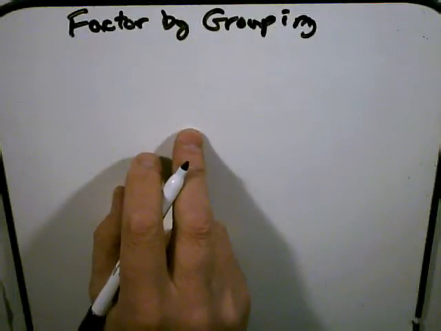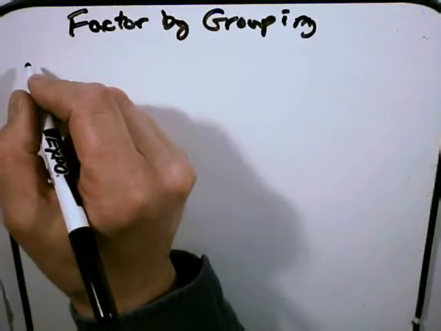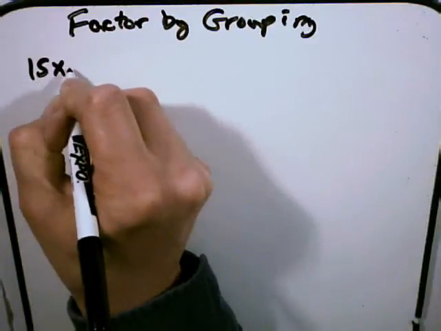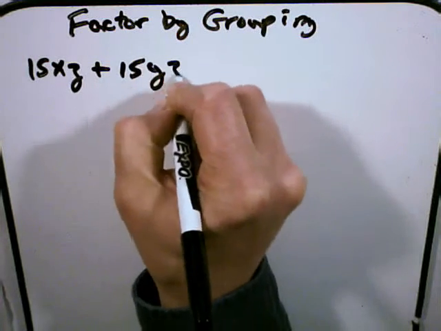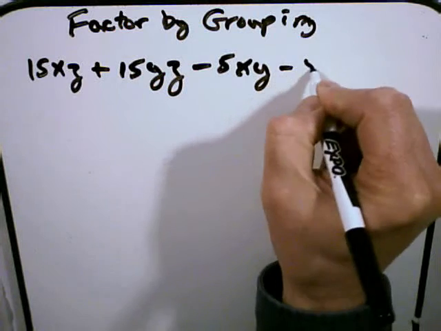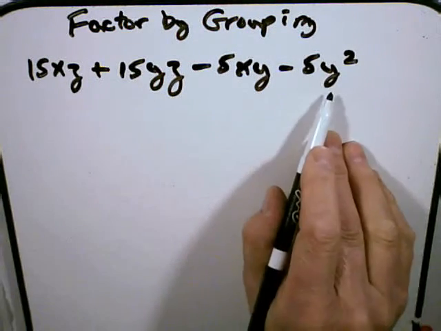Okay, so in this section of 6.1, we're going to be factoring by grouping. Now this is going to turn out to be a very powerful technique to help us factor more complex polynomials. Here, let's start with one: 15xz plus 15yz minus 5xy minus 5y squared. Okay, the challenge is to factor this.